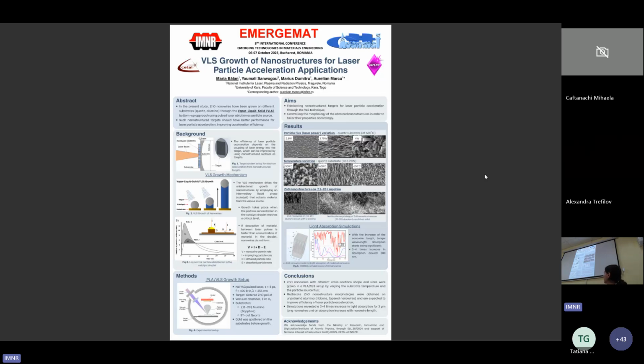We also did some light absorption simulations, and we saw that with an increase in nanowire length, we have also an increase in absorption in the visible range. And yes, that's basically all. Thank you. If you have any other questions, I'm happy to answer them.